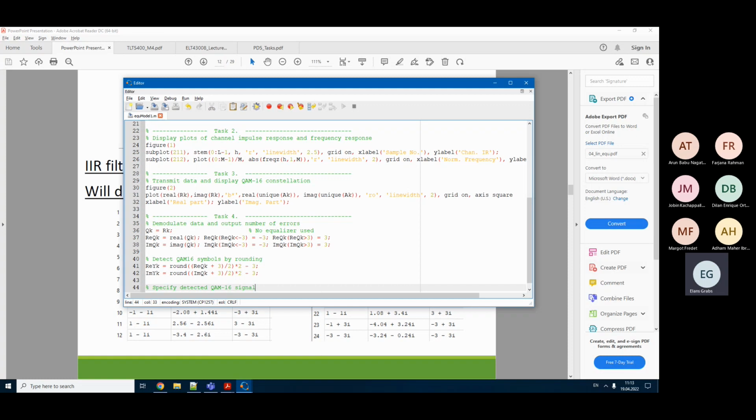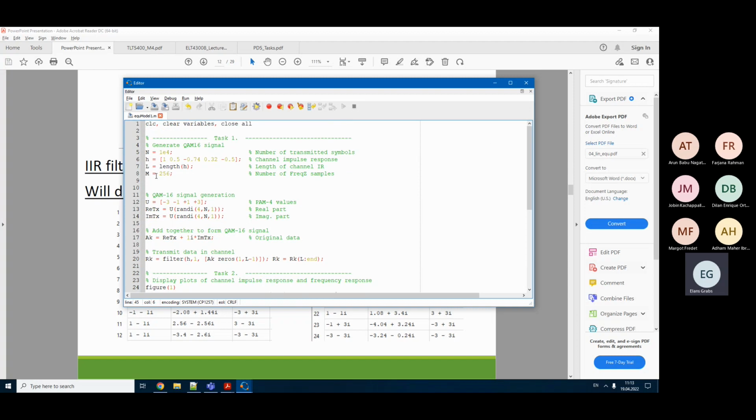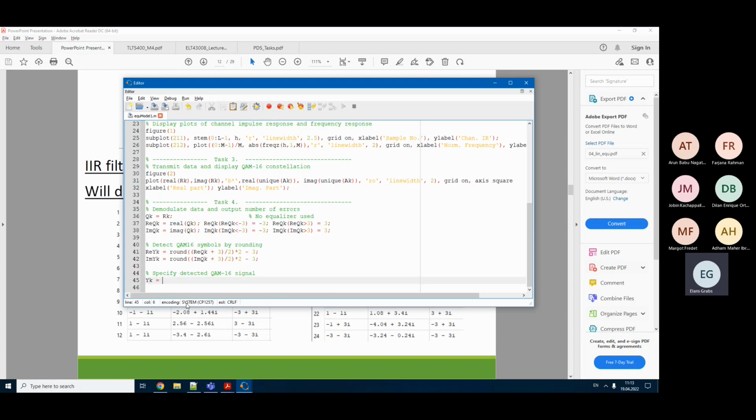What we are going to do now is to compare what we have obtained after rounding as a detected signal with the original signal AK that was here. They should match because we don't have any noise, but we have unfortunately a very bad channel, which most probably has been a source of severe distortion in our data. Yes, so let's see how bad is this situation.